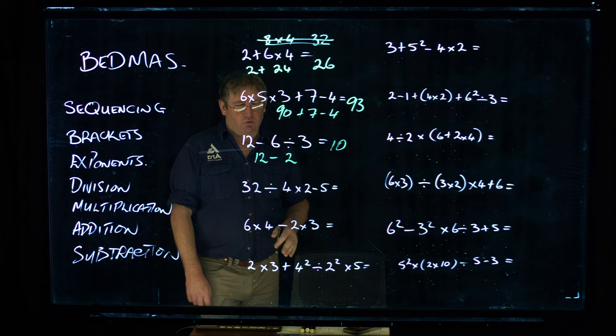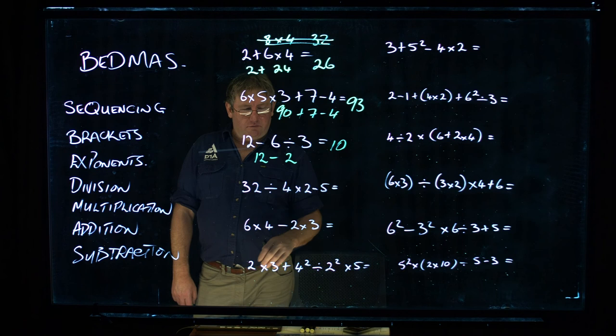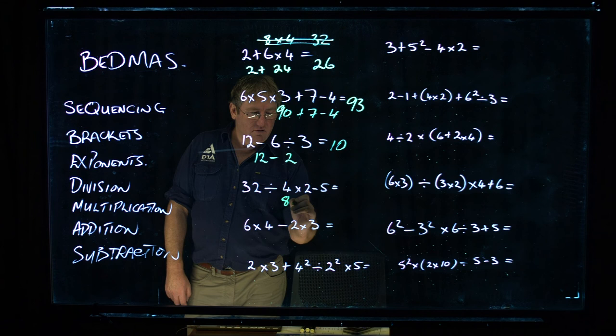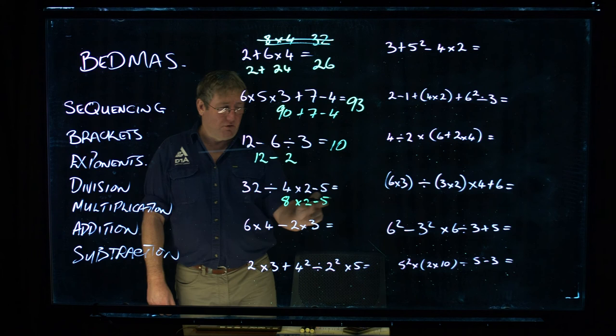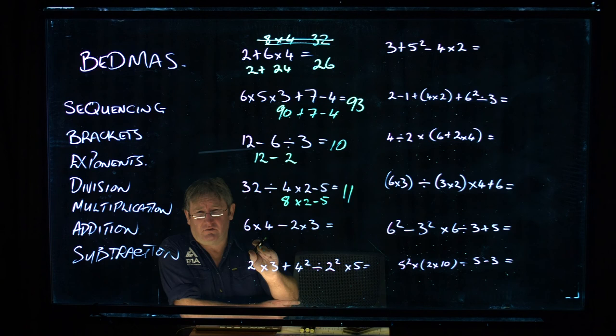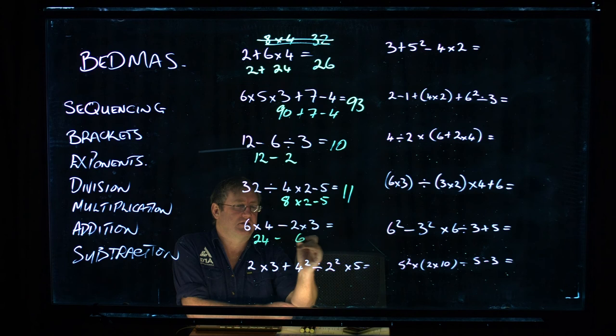This one here, we've got division, multiplication, subtraction. So division first, 32 divided by 4 is 8. 8 times 2 minus 5. 8 times 2 is 16, minus 5 is 11. So we've got a couple of multiplications here and a subtraction in between them. So 6 times 4 is 24, minus 2 times 3 is 6. 24 minus 6 is 18.